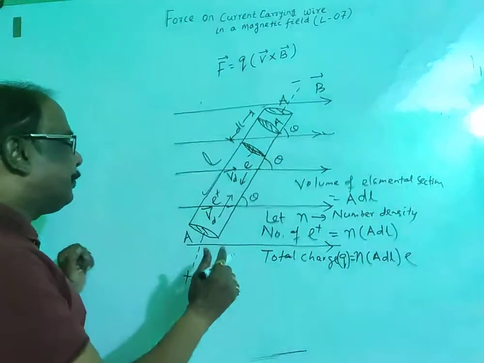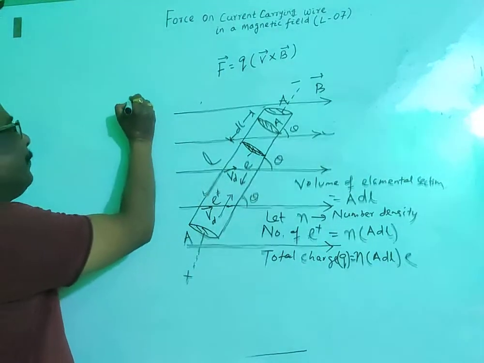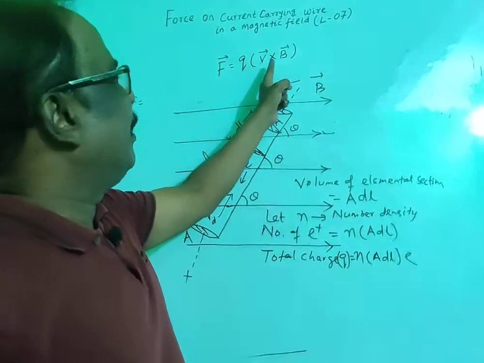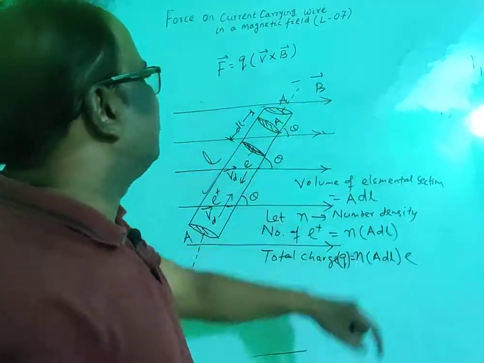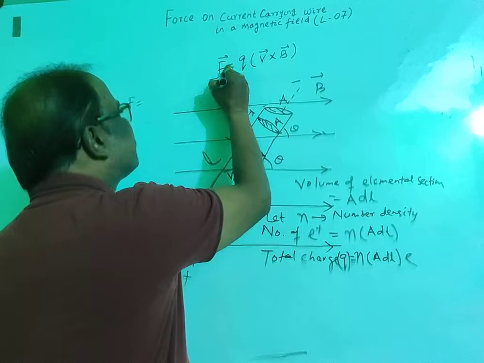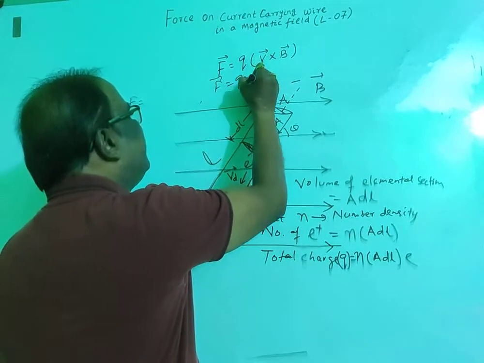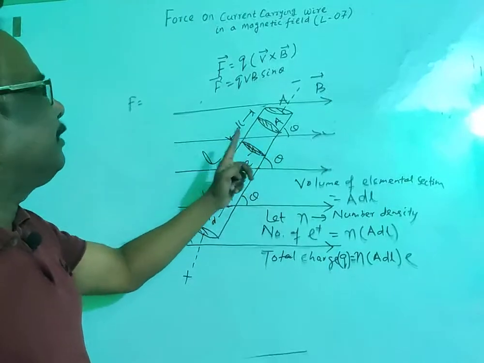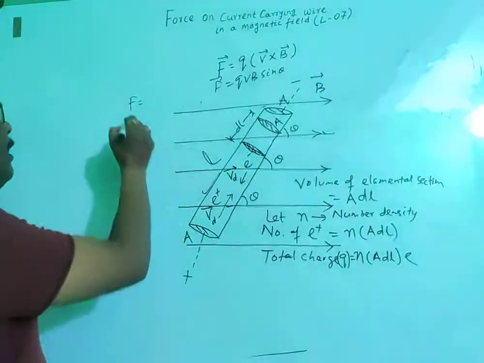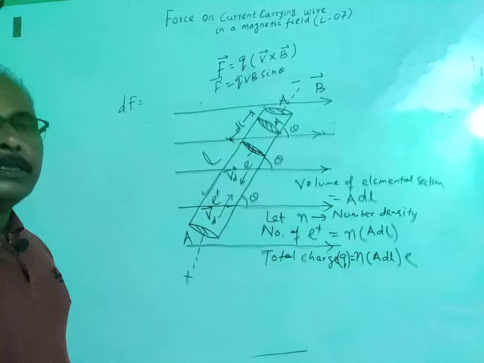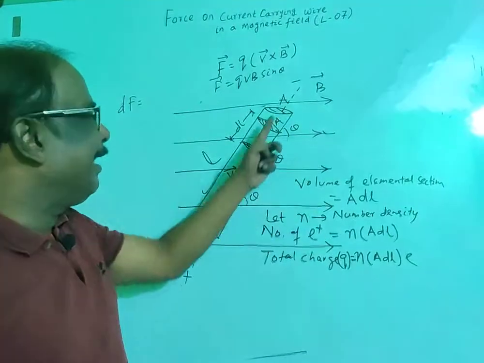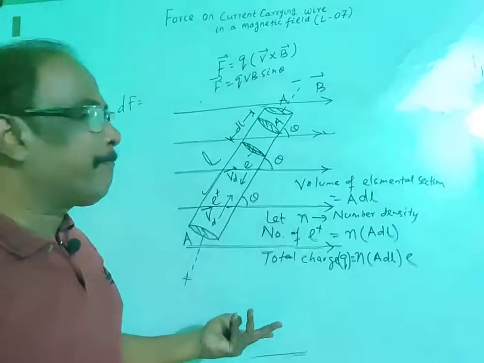Okay, and as we know, force is equal to, as per our formula, Q into V cross B, and that may be taken as Q V B sin theta. For this elemental length of conductor, let's consider the force on the charges is dF. For the total length of conductor, the force will be F.